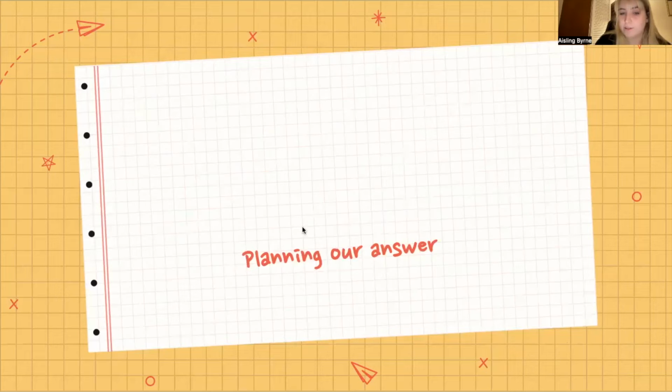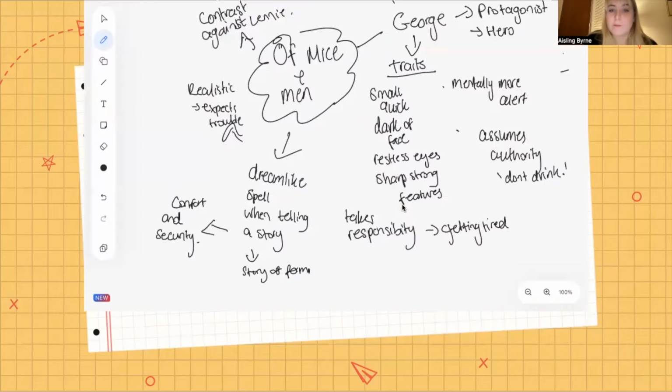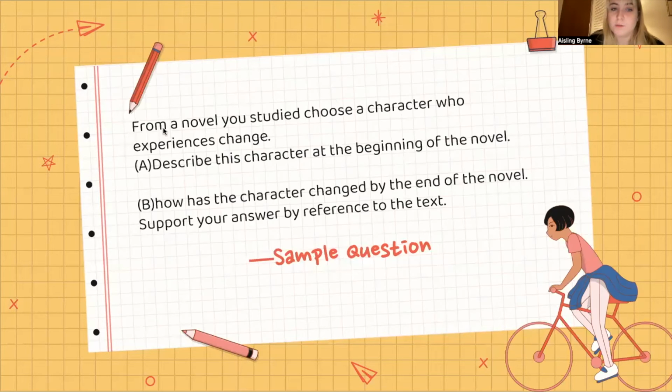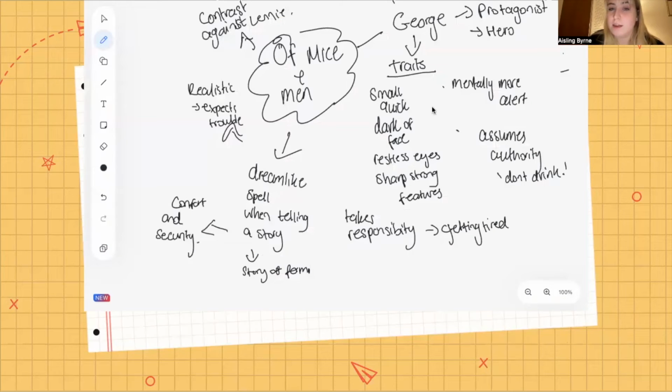So, planning our answer. Now planning can be painful sometimes, but I have a few ways. This is one of the ways I do it. I just throw everything on a page. It looks chaotic, it looks messy, but this is the way my brain allows me to focus on things. So if we're looking at that question again: describe this character at the beginning of the novel and then how this character changed. The first brainstorm is just the beginning, this is part A. The character I've picked for Of Mice and Men is George.